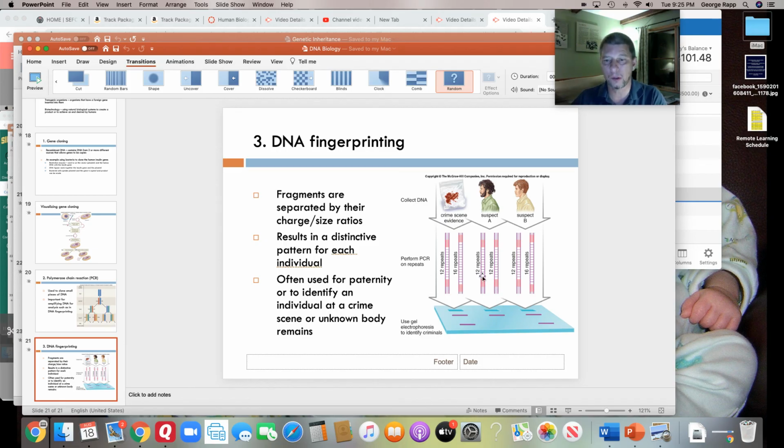So, 12 repeats at this mark, you only get one band. This suspect has one allele with 12 repeats and one allele with 16 repeats. He has two bands. That matches the crime scene evidence. And so we can use this in a court of law. DNA evidence has been acceptable these days.